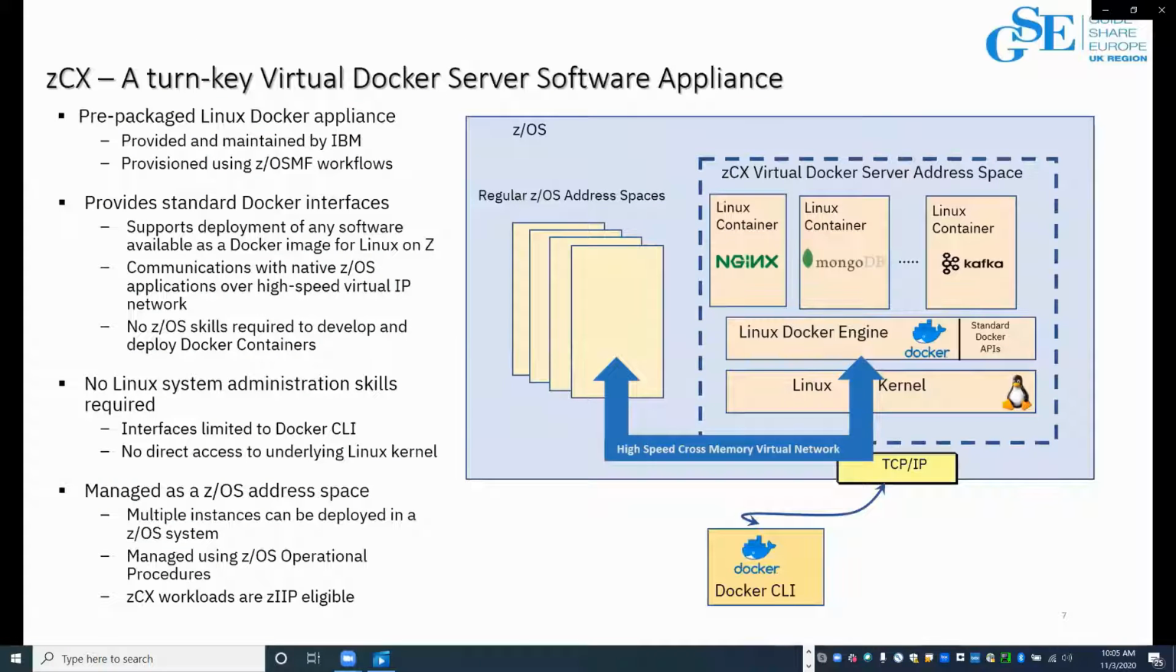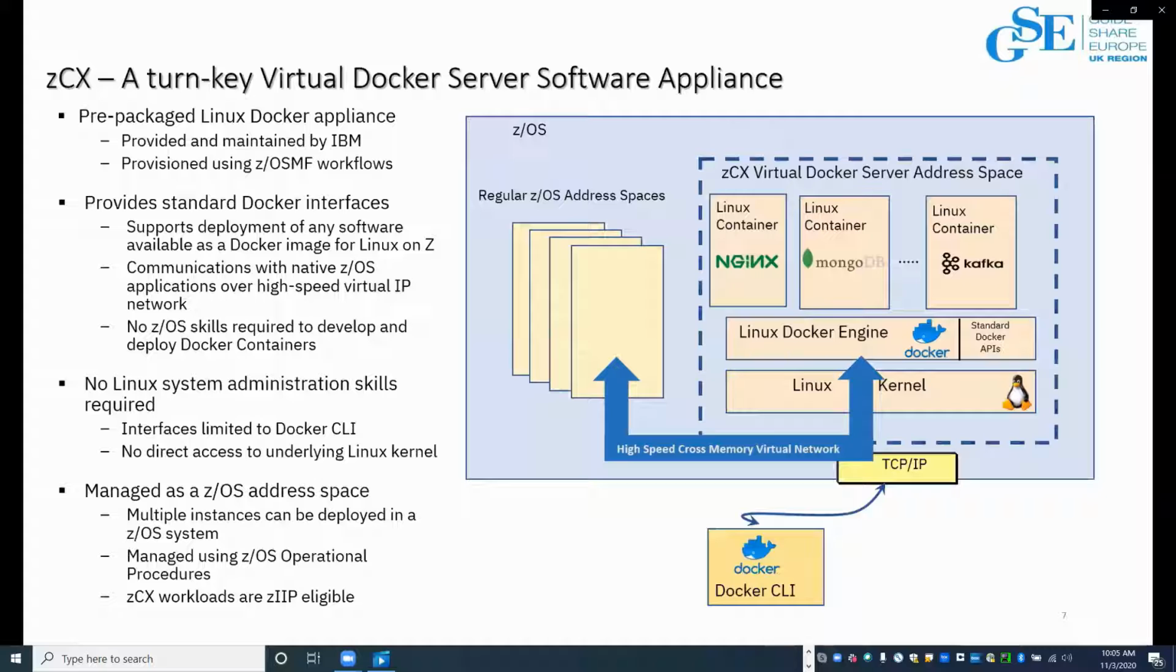So how is this accomplished? IBM provides and maintains a prepackaged Linux Docker appliance that runs as an address space within z/OS. Workflows for z/OSMF are also shipped to guide you through the steps to provision zCX instances. The existing Docker interfaces to deploy container images on Linux are the same interfaces you would use for deploying Docker images in zCX. This means, as a developer, there is no need to have z/OS skills in order to develop and deploy containers in zCX.